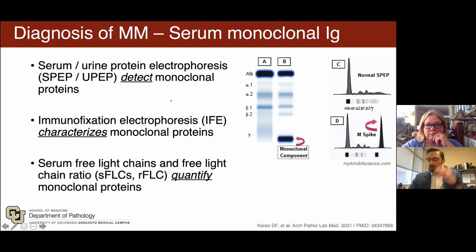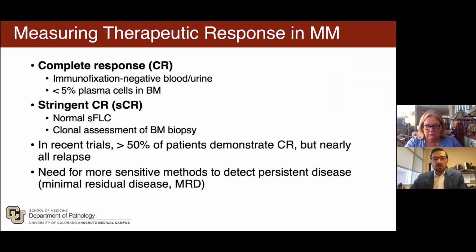We can further characterize these proteins by a procedure called immunofixation electrophoresis. This essentially just allows us to say this patient has an IgG kappa multiple myeloma, for example. We can characterize it. And then in the past decade or so, additional studies have been performed to further characterize these proteins. So a serum free light chain and the serum free light chain ratio give us a sense for whether or not there's a normal distribution of kappa and lambda light chains in the blood. So for example, a patient who has a lot of IgG kappa due to multiple myeloma will have a very high free light chain ratio. So these are different ways that we have traditionally measured multiple myeloma.